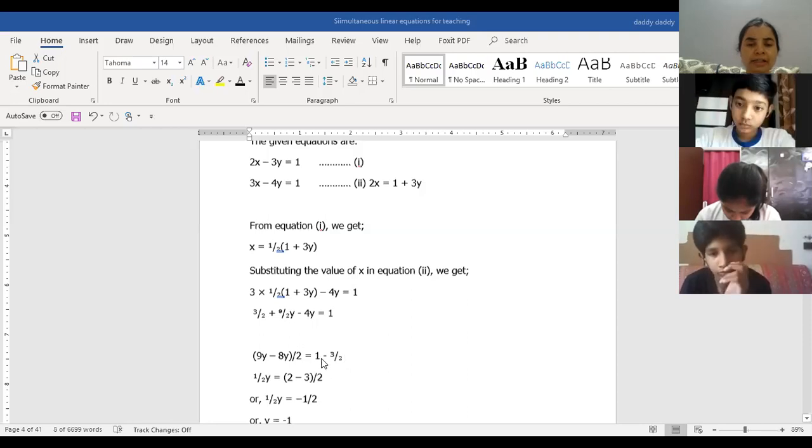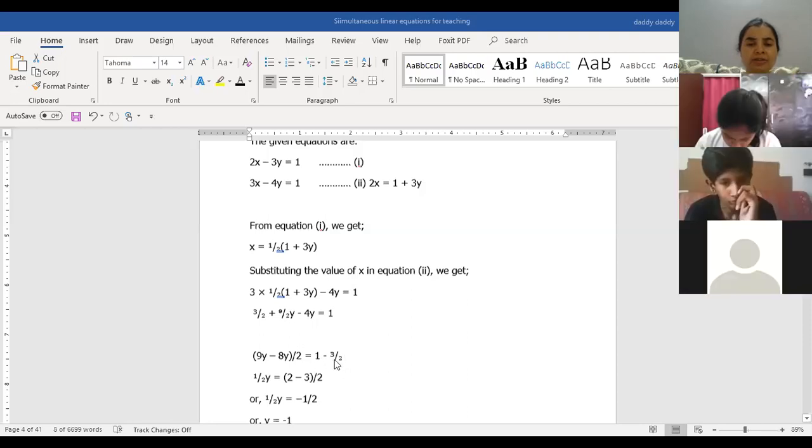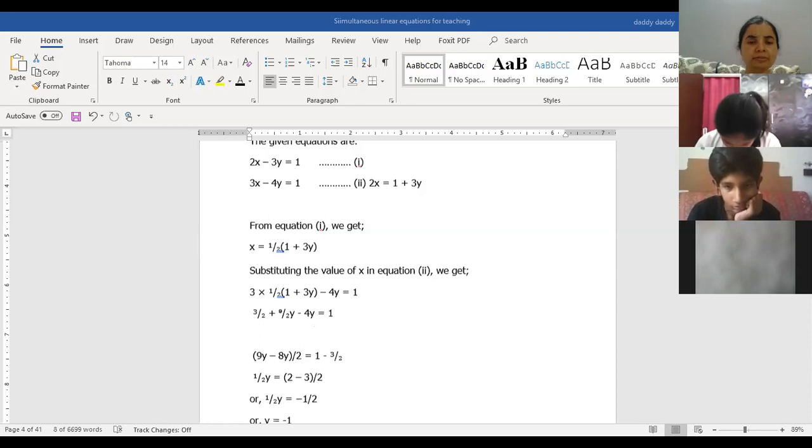You will take the LCM of the right side, 1 minus 3 by 2. Ma'am, why 4 by 2? Ma'am, how did 9y minus 8y come? What will you get after solving 9 by 2y minus 4y? Yes, ma'am. I will show you, 9y minus 8y. Okay, wait. 9 by 2y minus 4y.